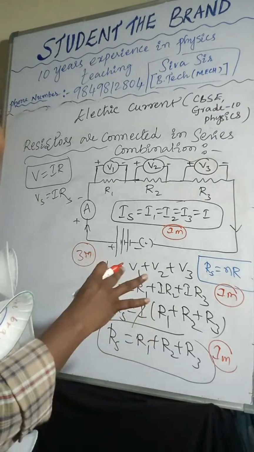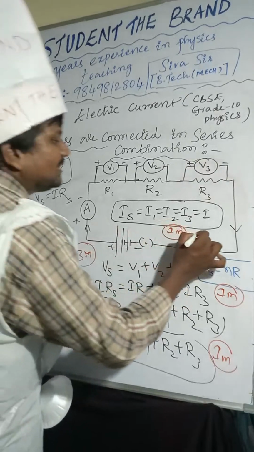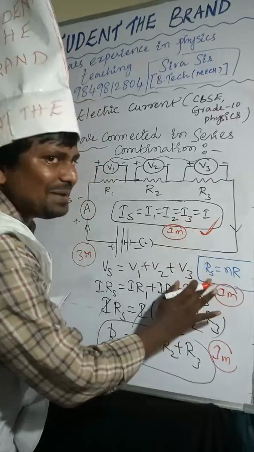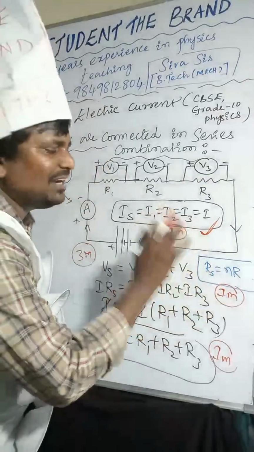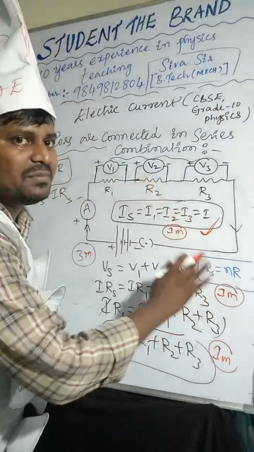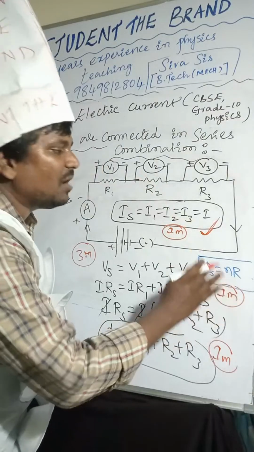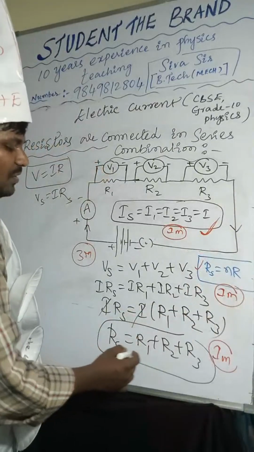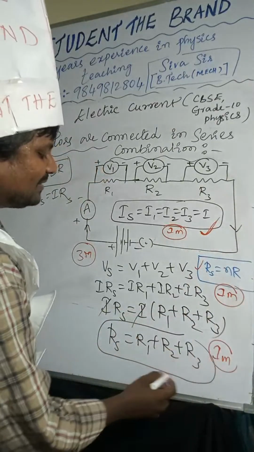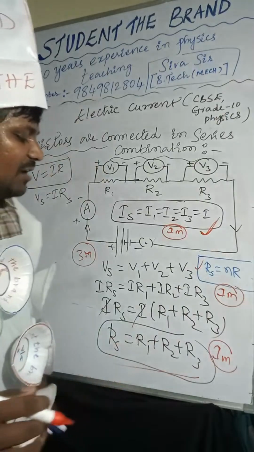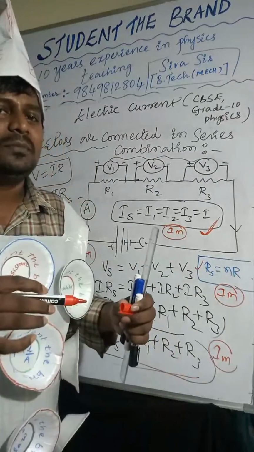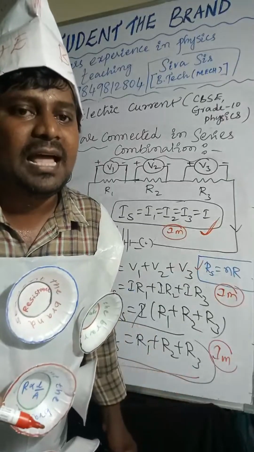Okay, once again, this one is very important. If n number of resistors are connected in series combination, Rs equal to nR. So Rs equal to R1 plus R2 plus R3. Very important, I am saying.